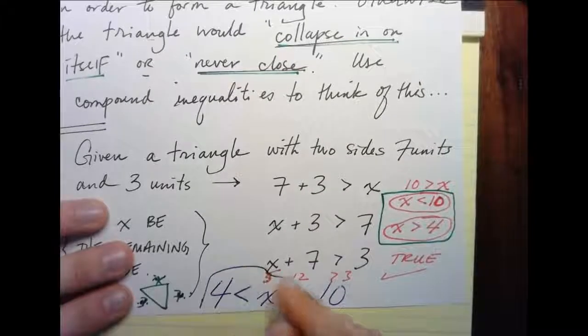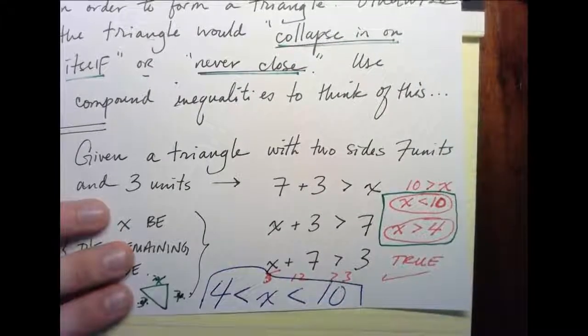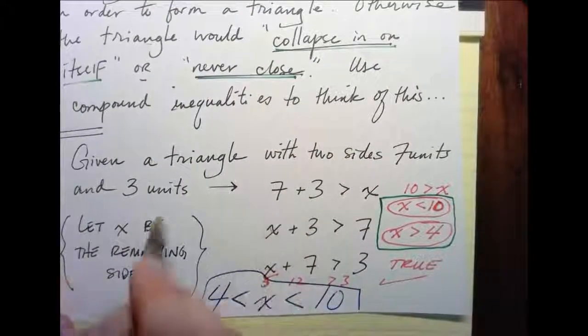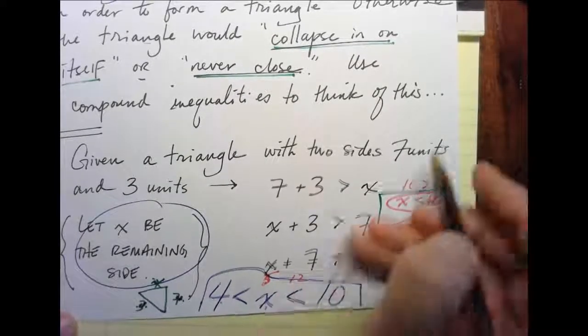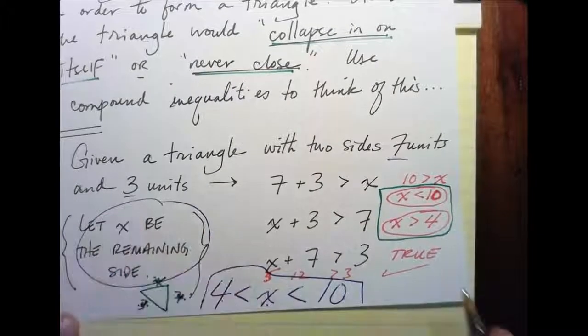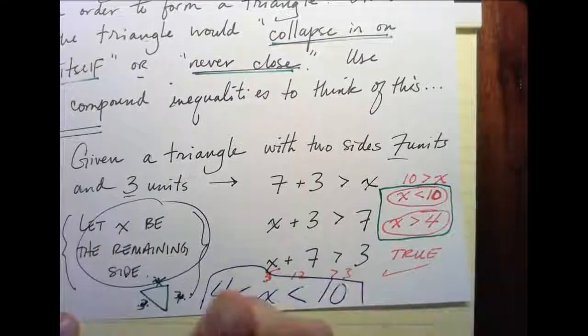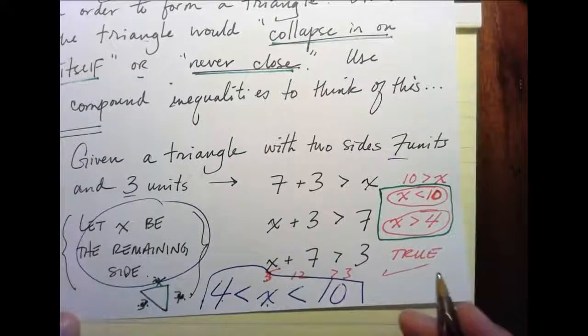We learned how to write compound inequalities last year in algebra, and so we know that if x is the remaining side, it has to be between the lengths of 4 and 10. It has to be somewhere in that range. And we know all of that just by being given 2 of the beginning side lengths. So there's lots more interesting stuff than meets the eye to triangles.